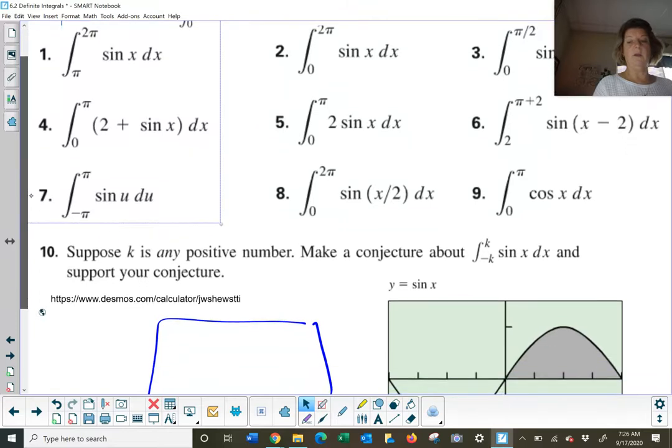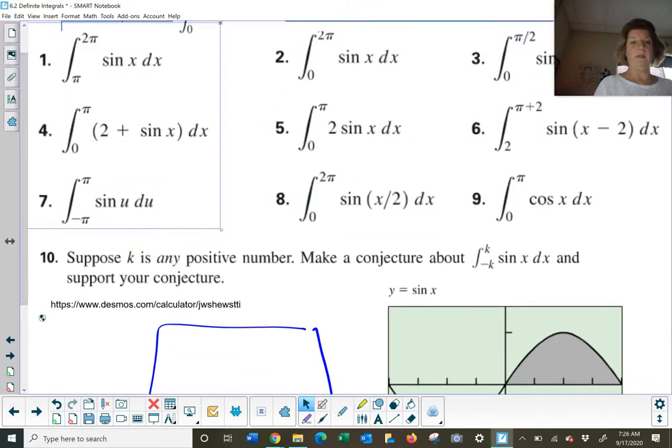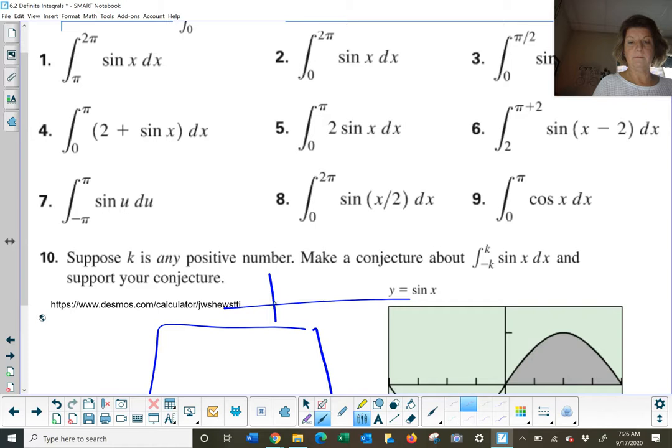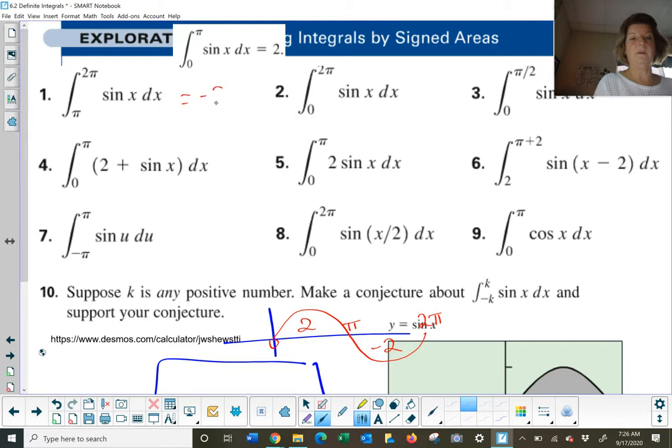Well, I know for sine, it looks like this, right? 2 pi, pi, and 0. So if this has a region of 2, then this would have a region of negative 2. So we know if it's underneath the x-axis, it's negative. From 0 to 2 pi, it would be 0.